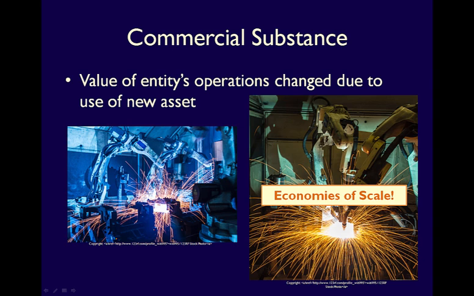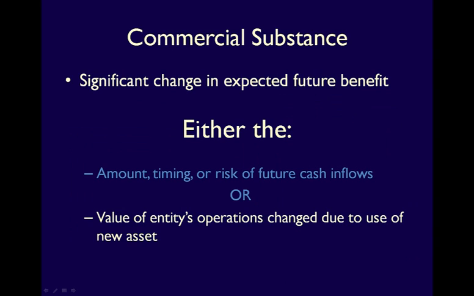So, this second test of commercial substance speaks to the entity involved in the transaction, their position before and after the exchange. However, the first test for commercial substance speaks to the objects or items that have been exchanged and their ability to generate future cash flows.